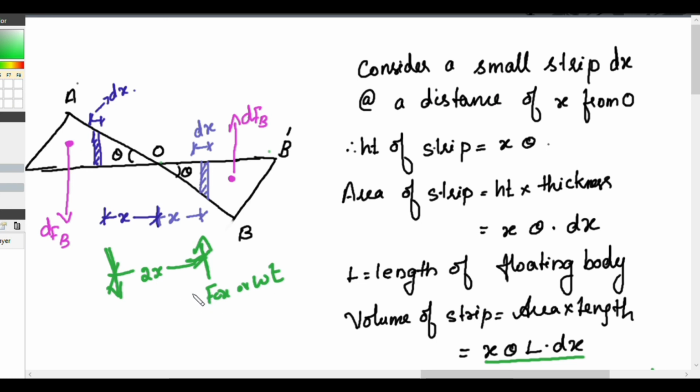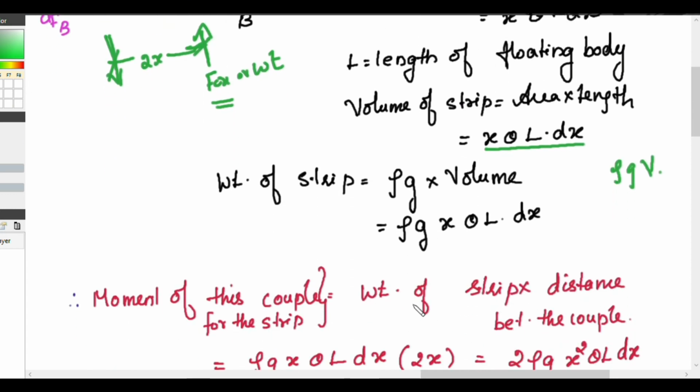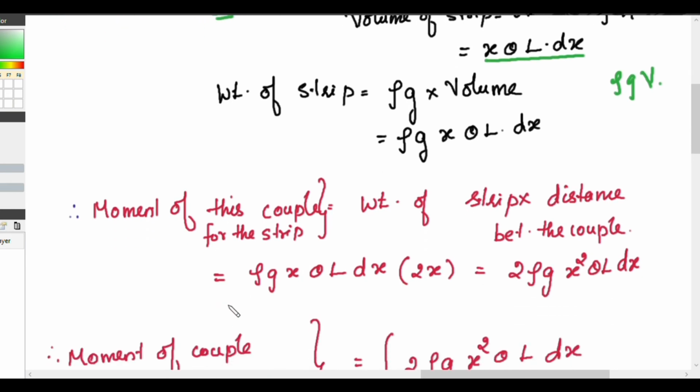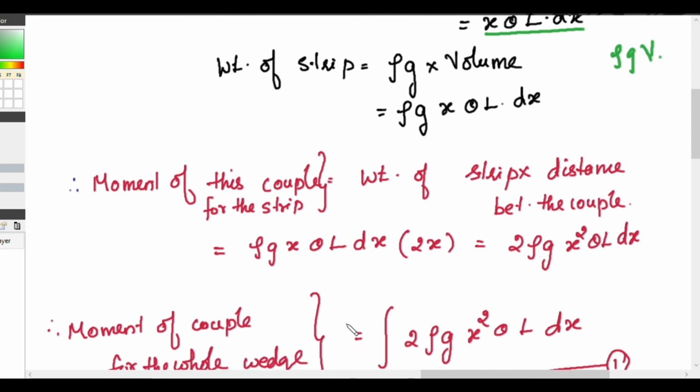Moment, sorry, not the couple. The moment is weight into 2x, that is force into distance, nothing but weight into distance. So the moment is equal to the weight of the stripe into the distance between the couple. Weight is rho g x theta L dx, and the distance between the couple is 2x. So you get 2 rho g x square theta L into dx.